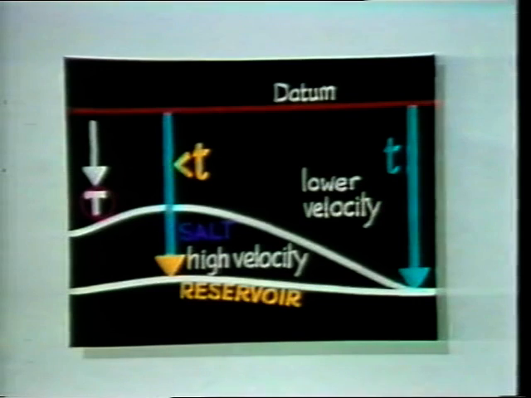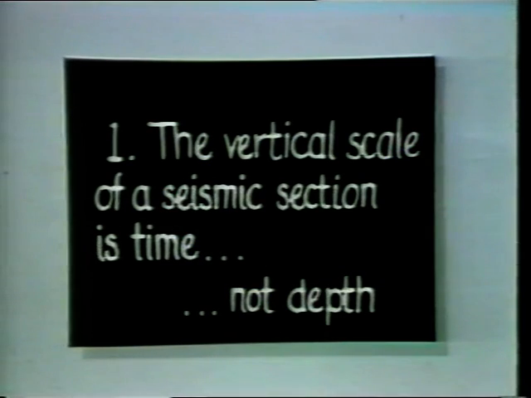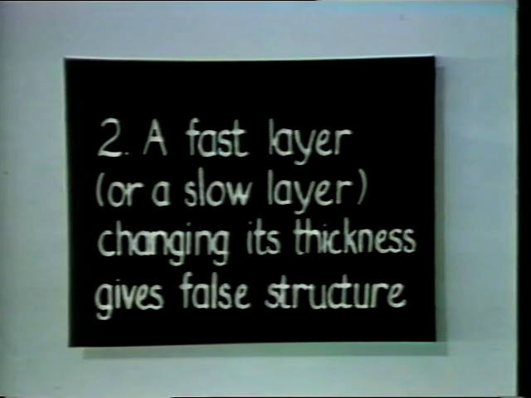Number one, remember please, the vertical scale of a seismic section, it is the time, not the depth. Number two, where we have a fast layer, like the salt, yes, or a slow layer either, eh? And the thickness of the layer changes, we have false structure and a dry hole.